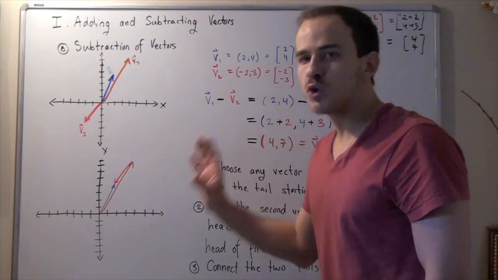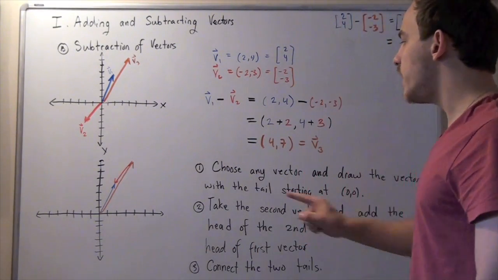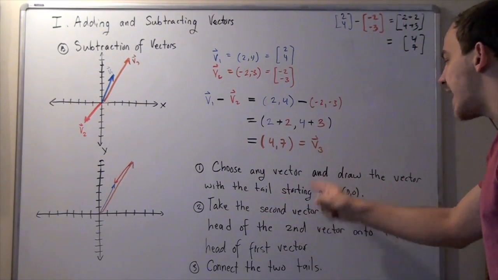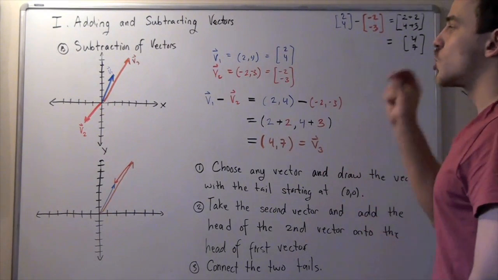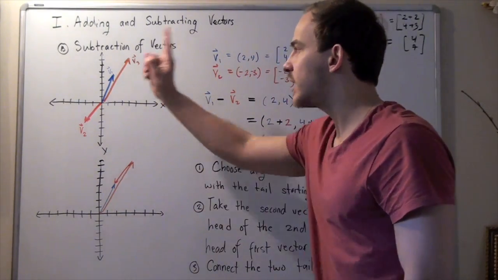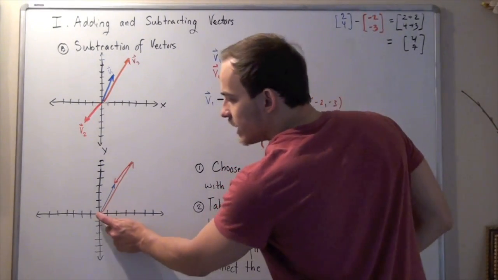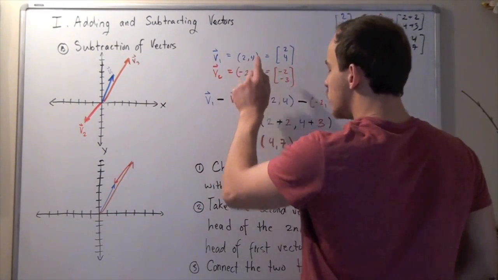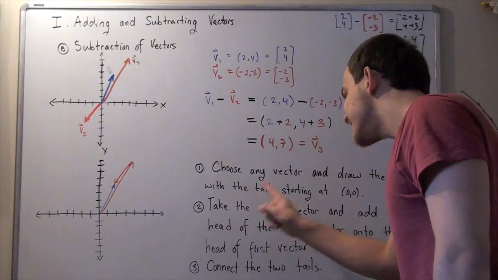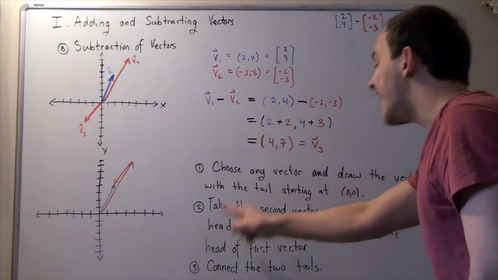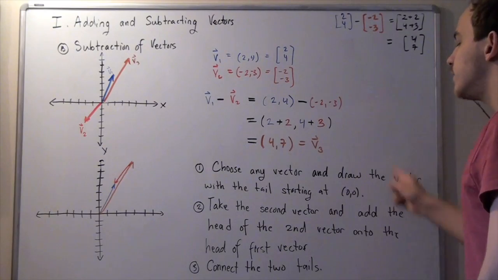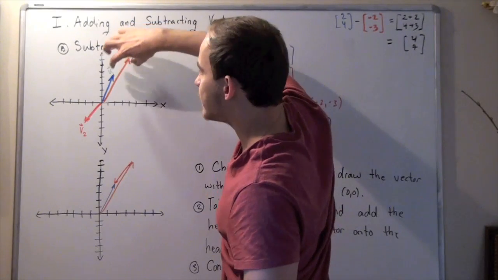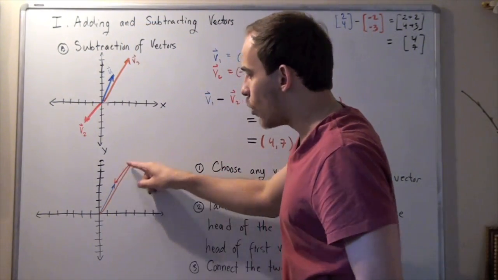So now let's look at the graphic method. In the first step, we choose any vector and draw the vector with the tail starting at our 0, 0 point, at the origin. So let's choose our blue vector, our vector v1. The tail begins at the origin and it goes to the point 2, 4. Second step, take the second vector and put the head of the second vector onto the head of the first vector. So we take this vector and bring it up and join the two heads. So head goes on head, and this is what we get.